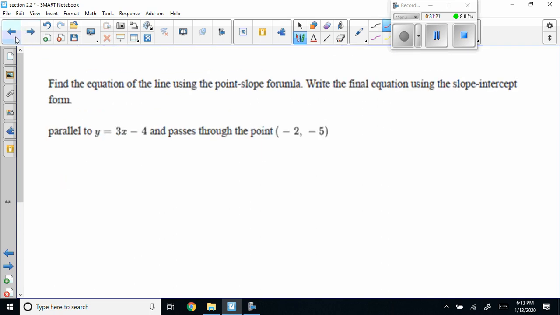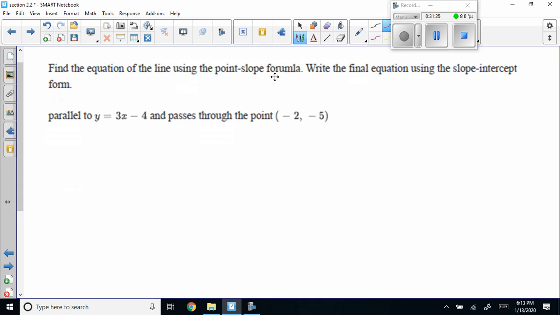Just 3 more problems. Okay. Find the equation of the line using point slope form. Write the final equation in slope intercept form. It's parallel to this, but passes through what? Through that point, right? Okay. We'll give you a 45-second head start. Go.